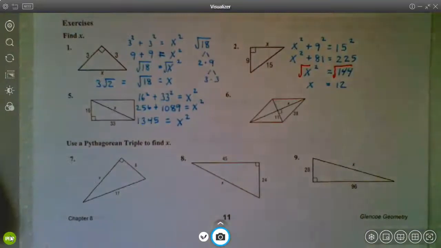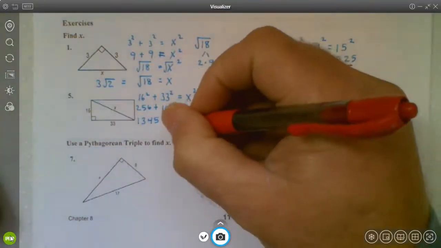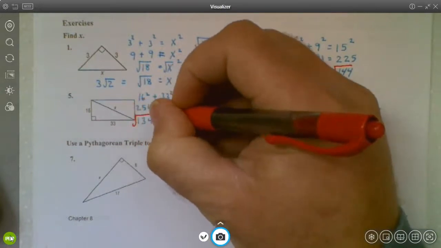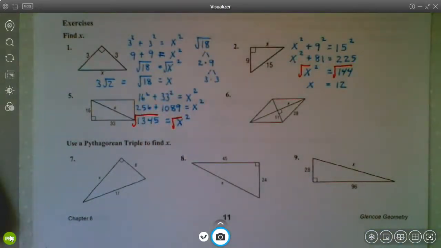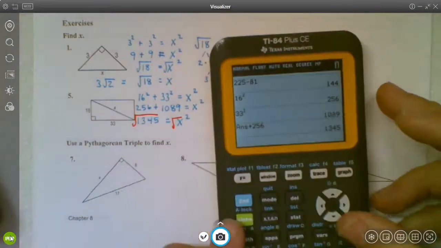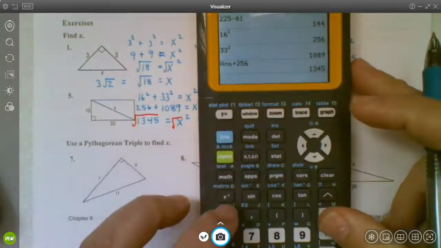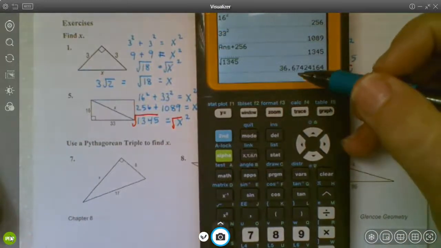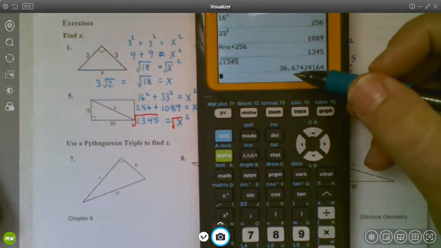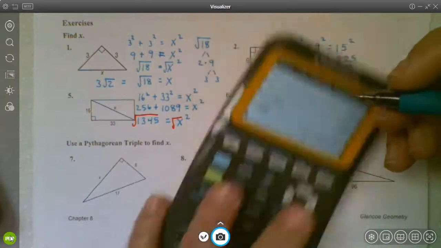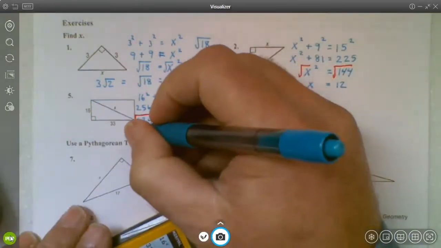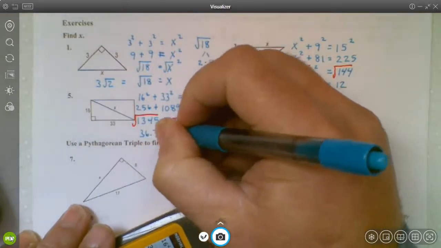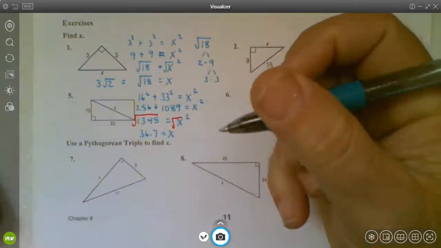And then here comes that super important step where I'm going to square root both sides so that I can get x by itself. So square root of 1345, let's put that in here. So if we wanted to round that to the nearest tenth, then we're going to say 36.7. And there's our value for x.